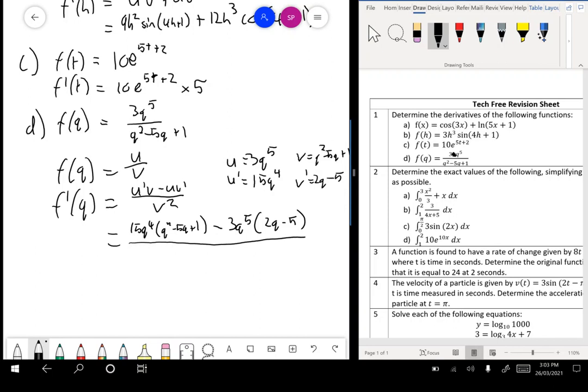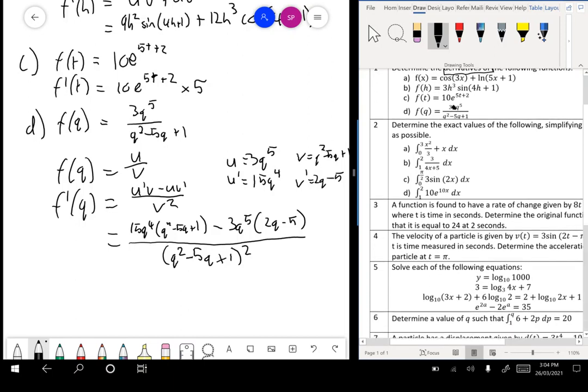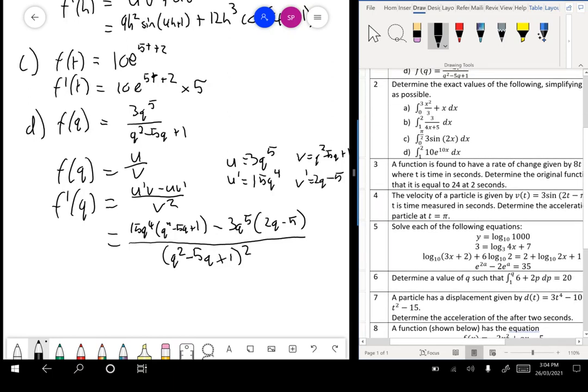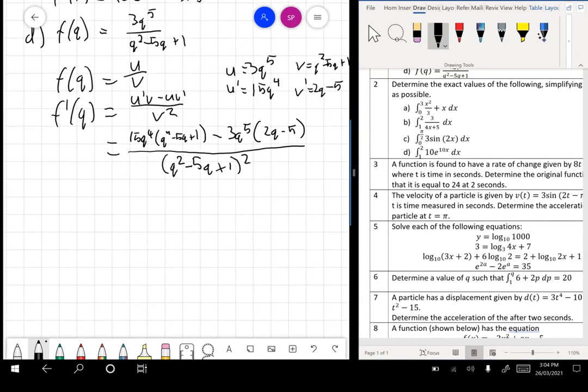And on the bottom it's just v squared, so I'm just going to take that v, chuck it in a bracket and square the whole thing. q squared minus 5q plus 1, squared. So that's the derivative. There's probably a way to make that a little bit cleaner, a little bit nicer, but like I said, it's just asked us to find the derivative, so I don't need to make it nice. Okay, question 2, on to integration. So let's look at question 2.